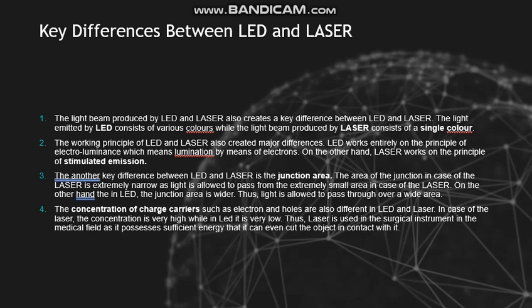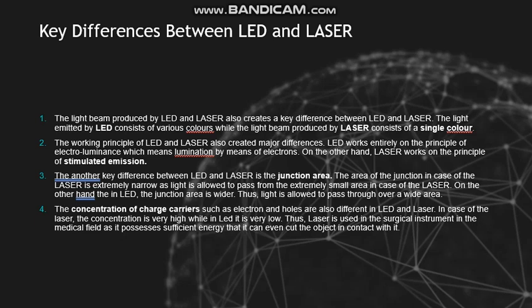Key differences between LED and laser. First, the light beam produced by LED and laser creates a key difference. The light emitted by an LED consists of various colors, while the light beam produced by a laser consists of a single color. Second, the working principle of LED and laser also creates major differences. LED works entirely on the principle of electroluminescence, which means illumination by means of electrons. On the other hand, laser works on the principle of stimulated emission.